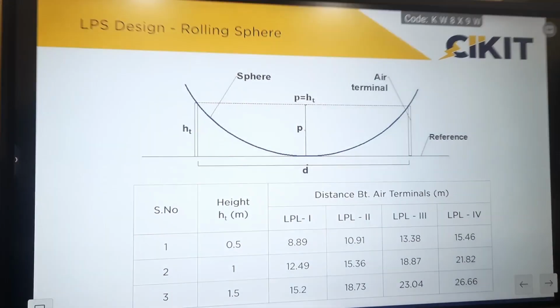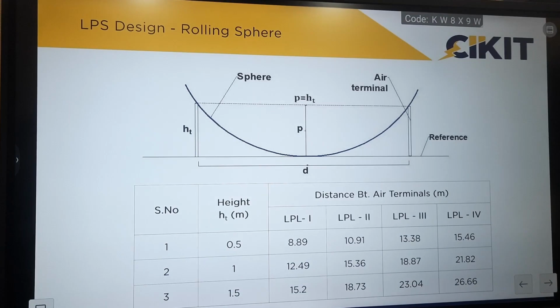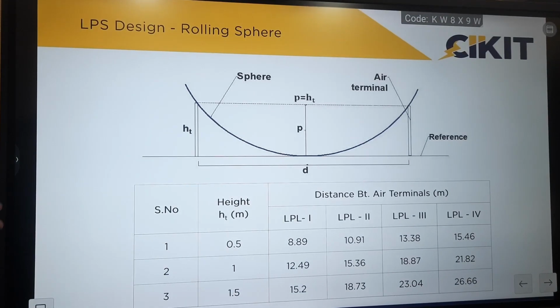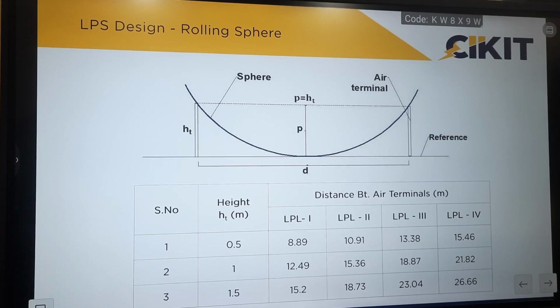In this, we can find that the distance between the two air terminals depends upon the level of protection and the penetration distance, or height of the air terminal. These are the two factors which determine the maximum distance between the two air terminals.